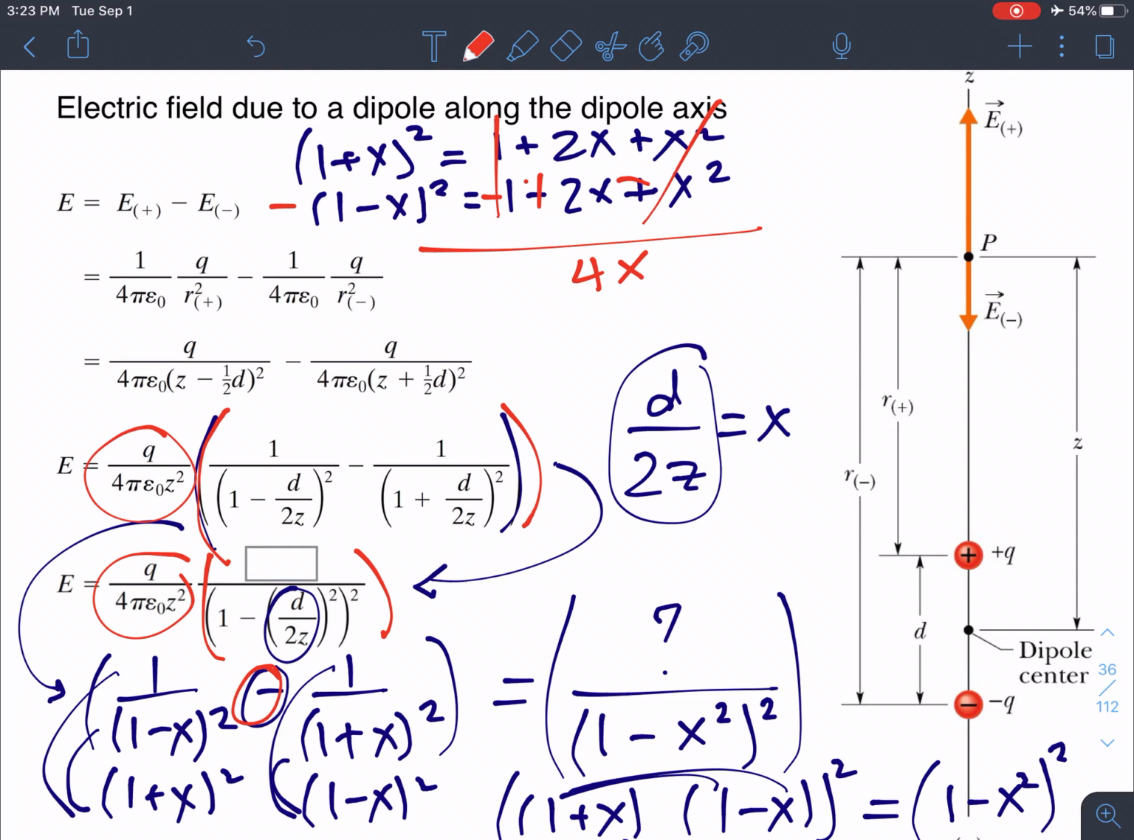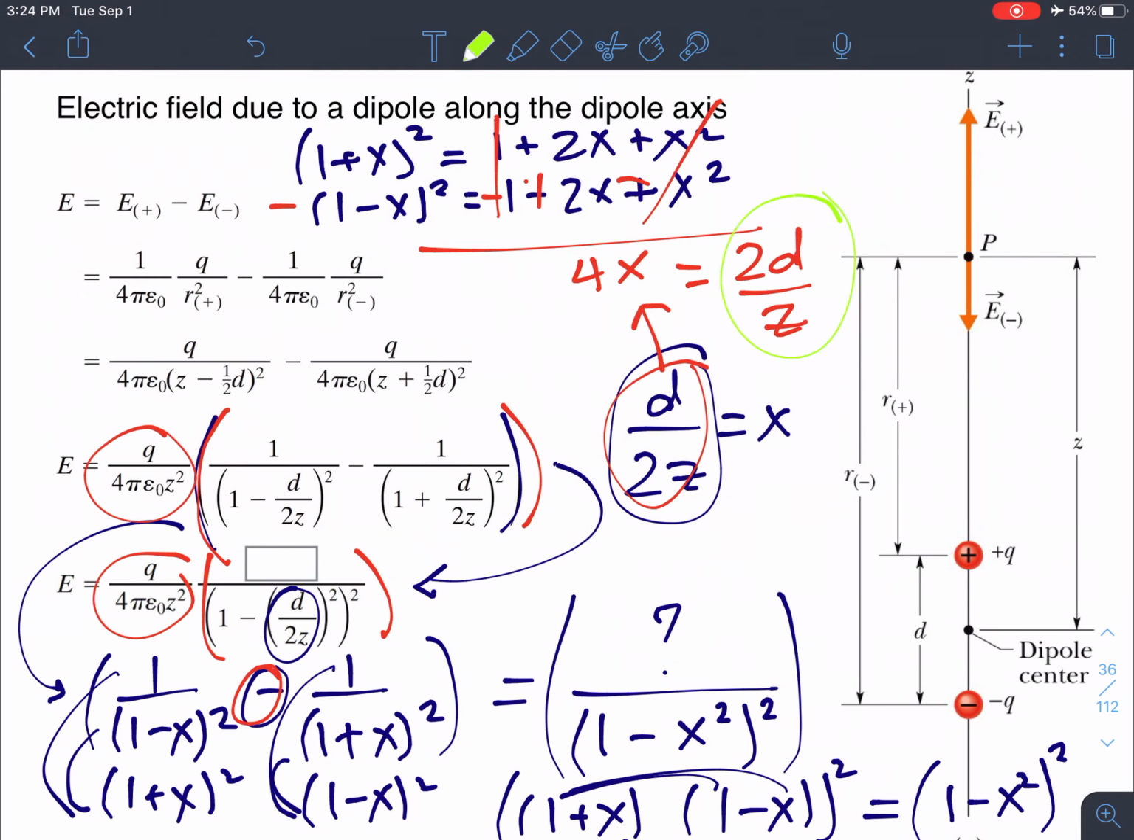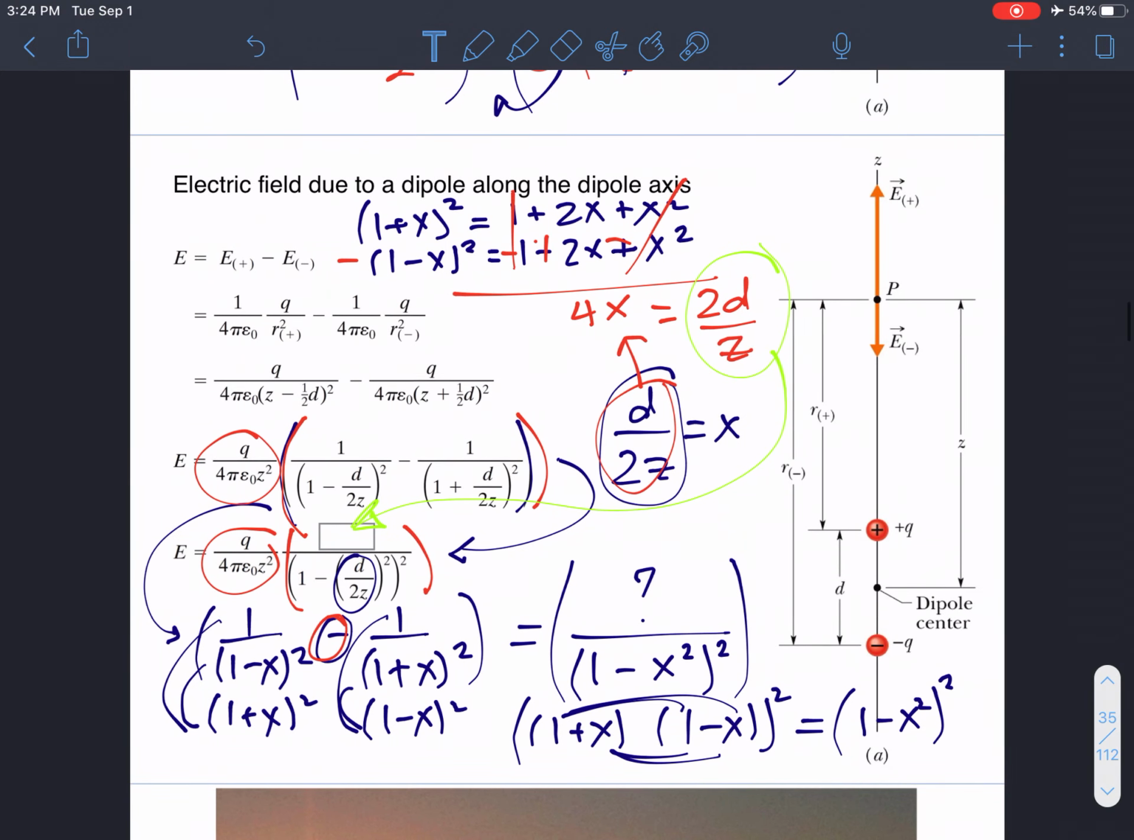So what is 4x? X is d over 2z. And when I put this back in here for x, that gives me 2d over z. And that is what goes in this box here. Okay? I know it's a little messy, but it helps you if you do it yourself. So after watching this, you can pause it anywhere, try it yourself, and you'll see what I'm talking about. Okay? It's not really that hard at all.